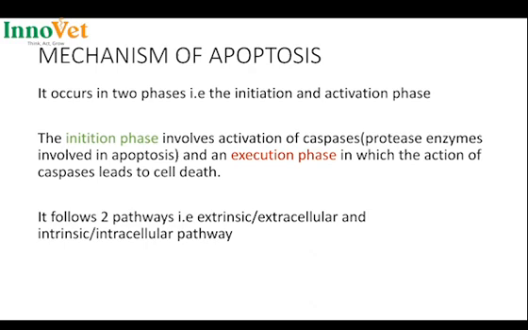So let's move to the mechanism of apoptosis. How does apoptosis occur? It simply occurs in two phases, that is the initiation and the execution phase. The initiation phase involves activation of caspases, which are protease enzymes involved in apoptosis. And we also have an execution phase in which the action of these caspases leads to cell death.